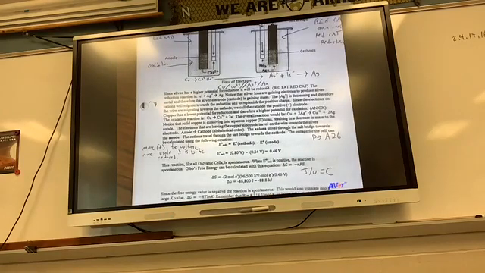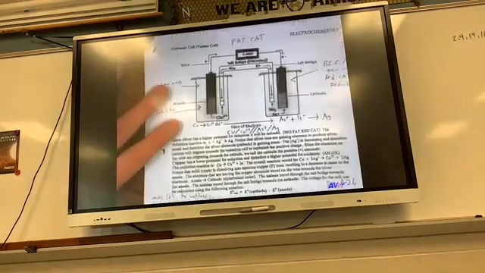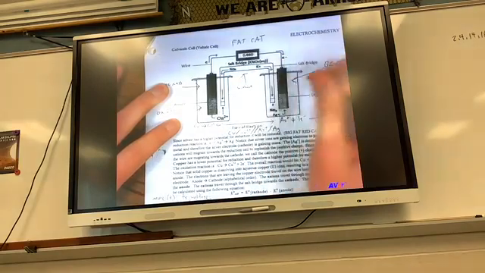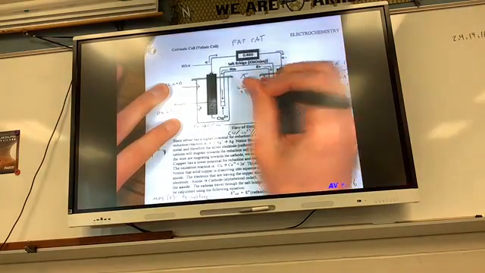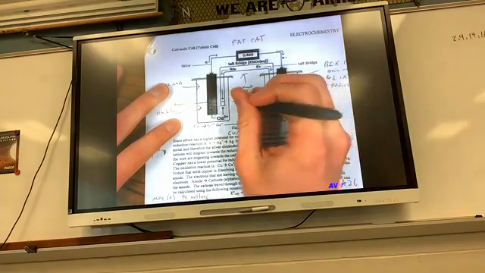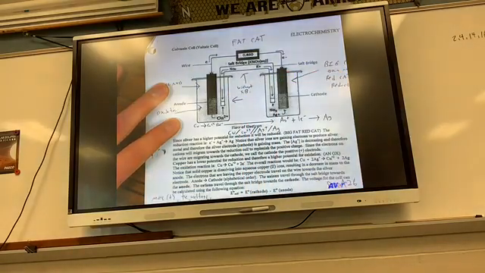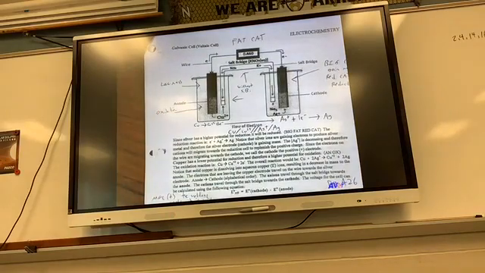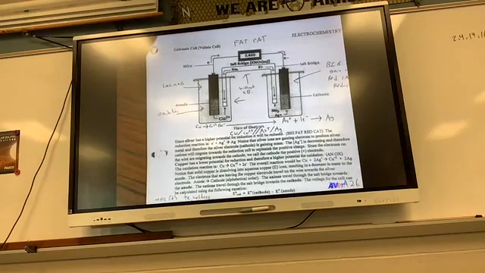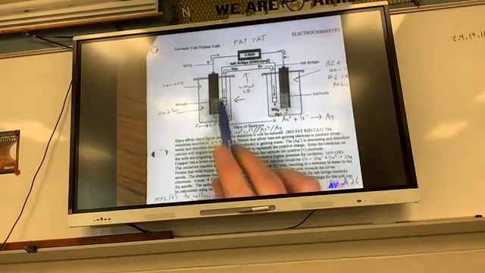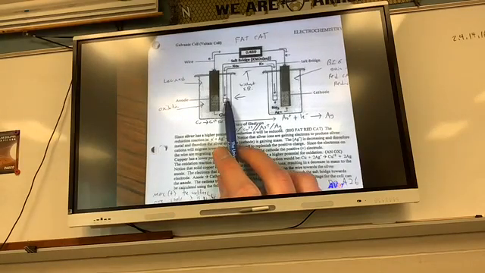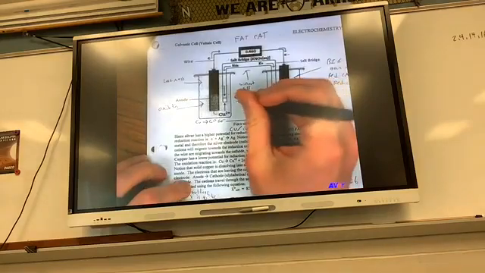Now, what does my salt bridge do? If I was without the salt bridge, what would happen to this side? Would it become too positive or too negative? What is this side doing? Oxidizing, which means it's losing electrons, so its charge is becoming more positive. This side would become too positive.